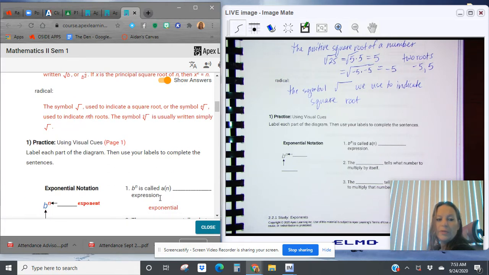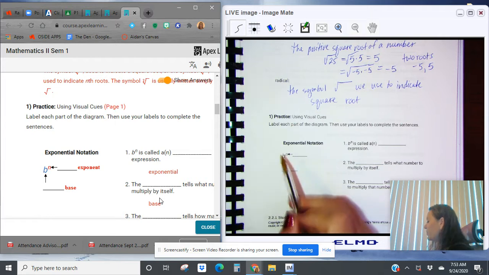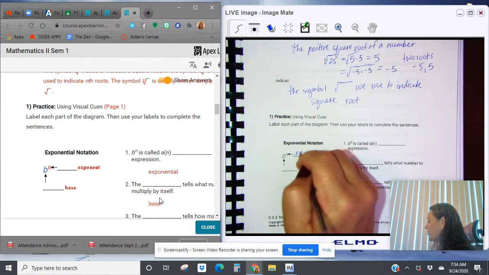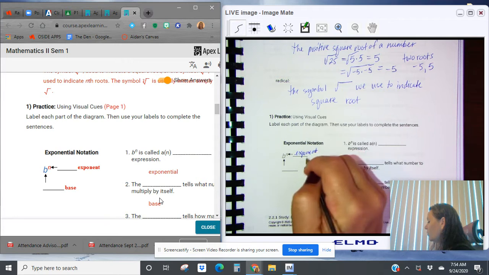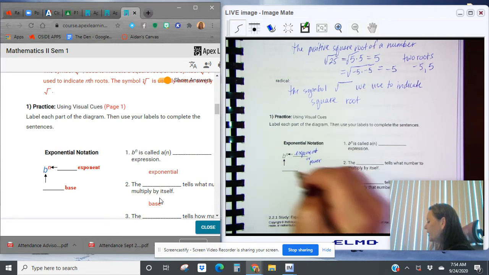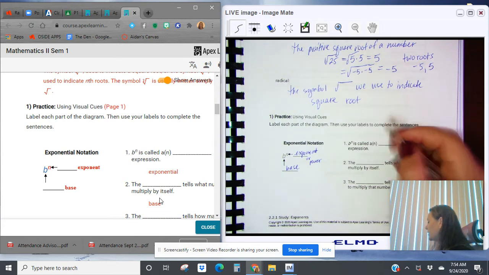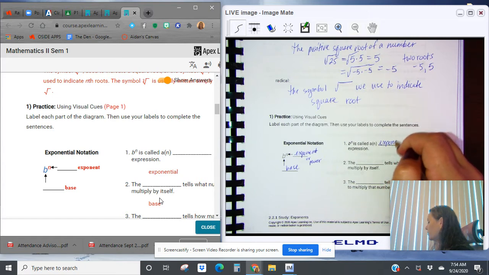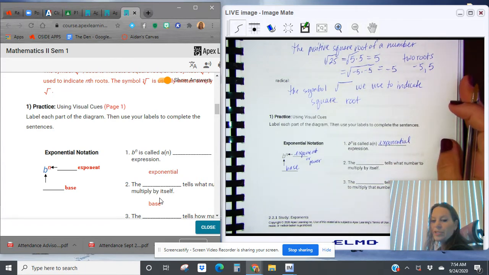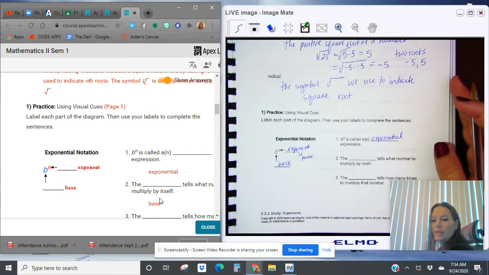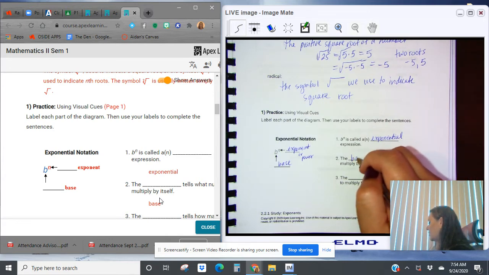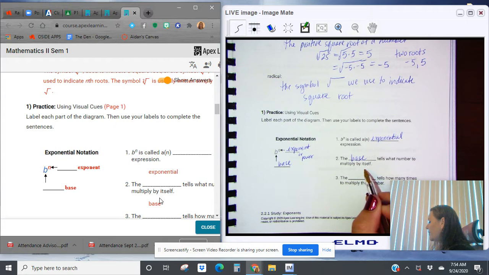All right, so label each part of this diagram. So this little n in b to the n is our exponent or power, and the b is the base. Label those guys. b to the n is called an exponential expression. The base tells what number to multiply by itself, and the exponent tells how many times to multiply that number.